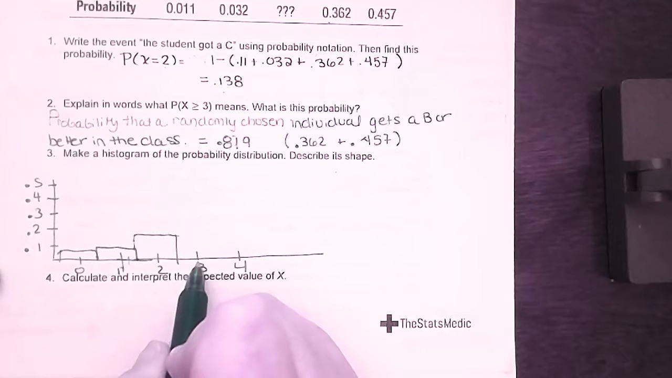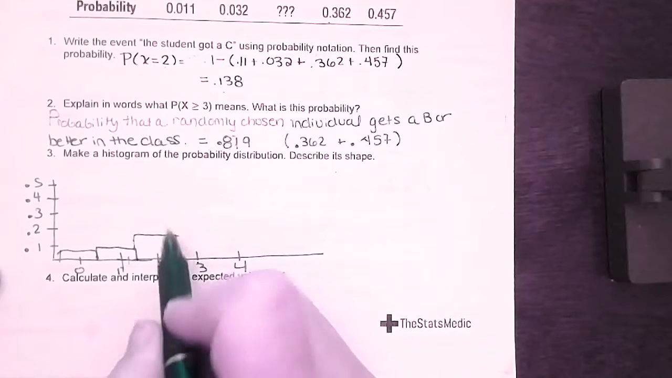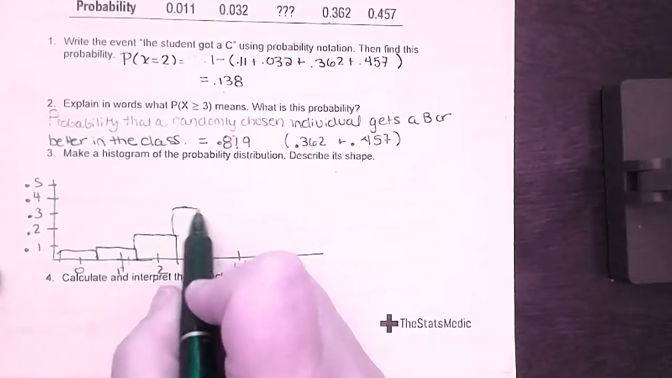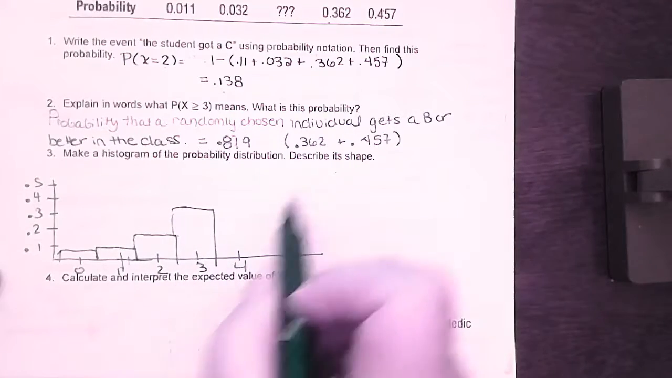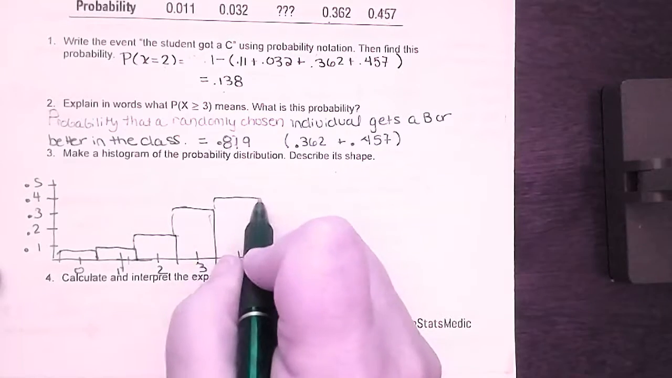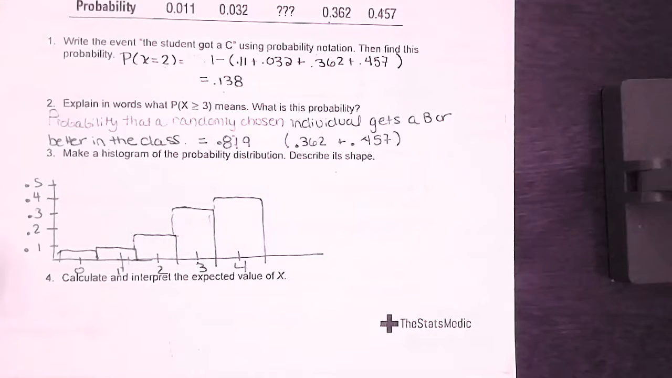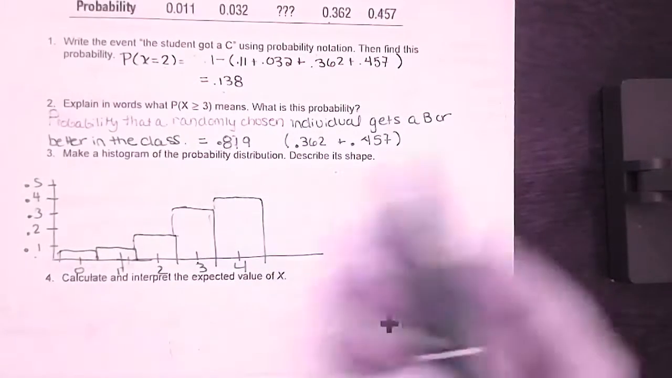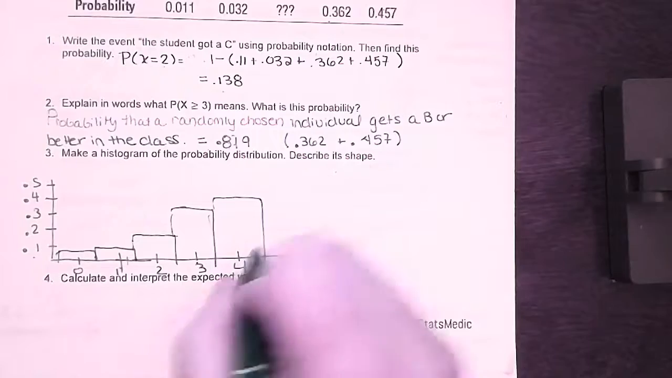And for 3, there were lots of B's, which is great. It's 36%, so it's almost 40%. And then look at that, almost 50% got an A, which is awesome. So let's talk about that. This is obviously skewed left with a peak at 4, right?